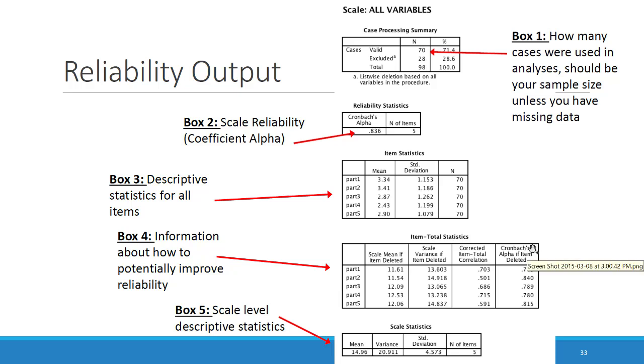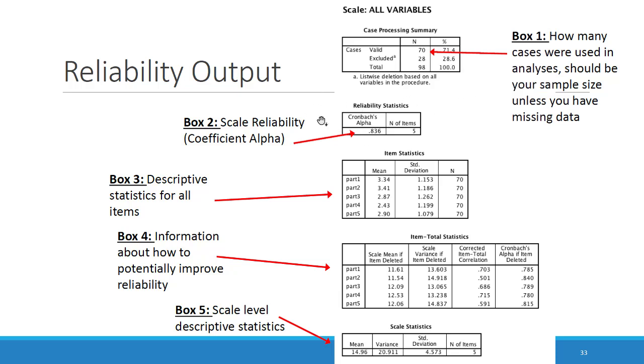And here's what you get for your output file. If you do all this, you will see that you get, first of all, a box that tells you how many cases were used in the analyses. And this should be the same as your sample size unless you have missing data. So if you have some missing data, you might notice that this number is a little bit different than your overall sample size, a little bit less.